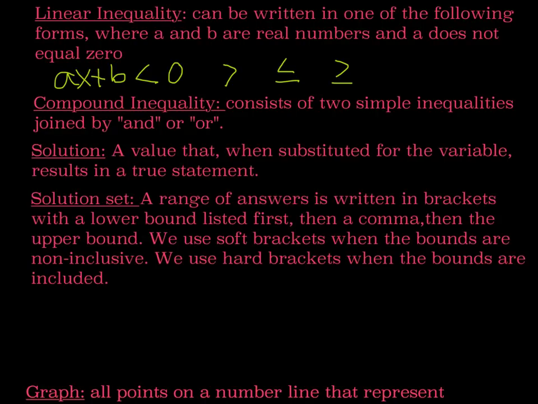And then finally we want to define a solution set. A solution set is when we have a range of answers, because inequalities have more than one answer. We write them in brackets. We write the lower bound listed first, and then a comma, and then the upper bound. So it's like writing a domain or range. We use soft brackets when the bounds are non-inclusive, and hard brackets when they're included.